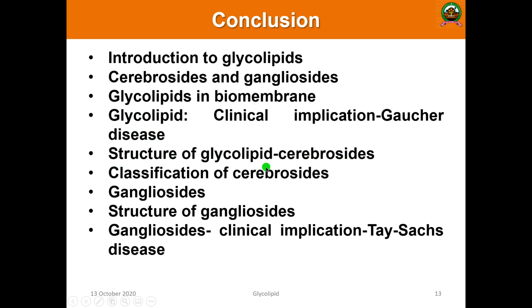The structure of glycolipids we have discussed. Cerebrosides we have discussed. Then the classification of cerebrosides. We have 4 different types of cerebrosides: oxynervon, nervon, phrenosine and kerasine. Then the gangliosides are another important component, and here we have discussed the structure of gangliosides and the clinical implication, that is Tay-Sachs disease. So these are the major concepts we have discussed in this particular class.